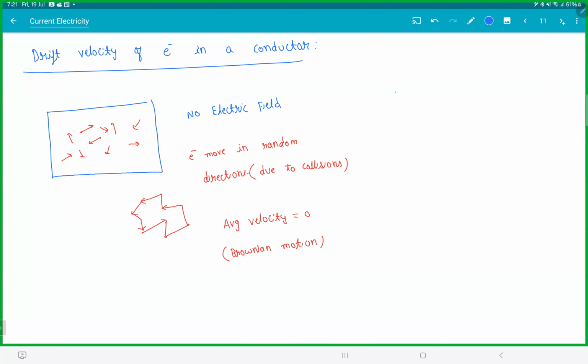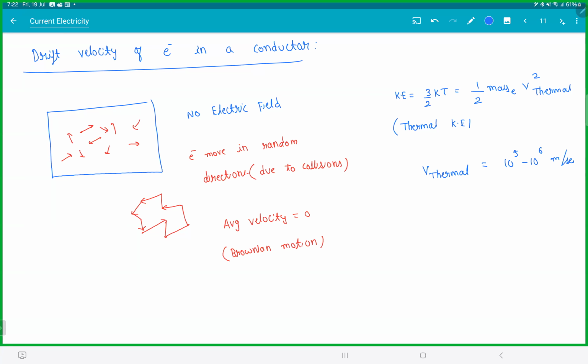And if you want to find this, we know from KTG, kinetic energy is 3/2 kT, k is Boltzmann constant. This is half into mass of electron into v square. These are called thermal speeds because this is coming due to the temperature, and this is called thermal kinetic energy. If you substitute the values here, this v thermal comes to around 10 power 5 to 10 power 6 meters per second.